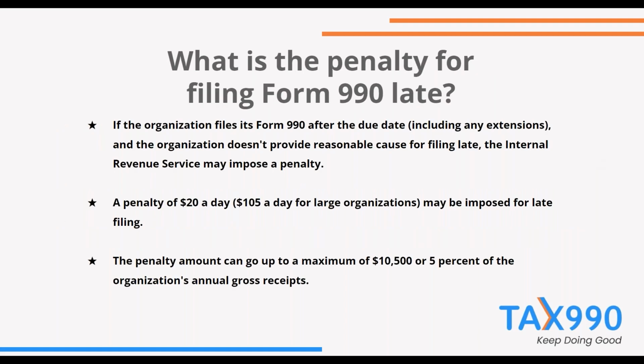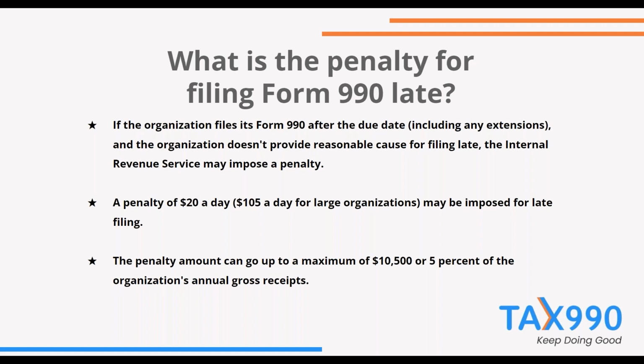We get so many questions about the penalties for filing late. If an organization files its 990 form after the due date, including any extensions, and the organization doesn't provide reasonable cause for filing late, the IRS may impose a penalty. So if your deadline is November 15th, and you don't file on November 15th, and you don't apply for an extension by November 15th, you're subjecting your organization to potential penalties.